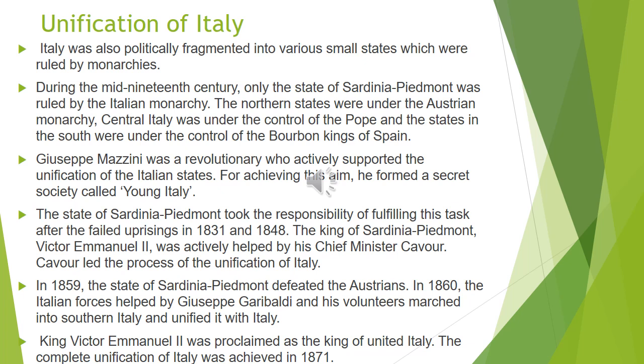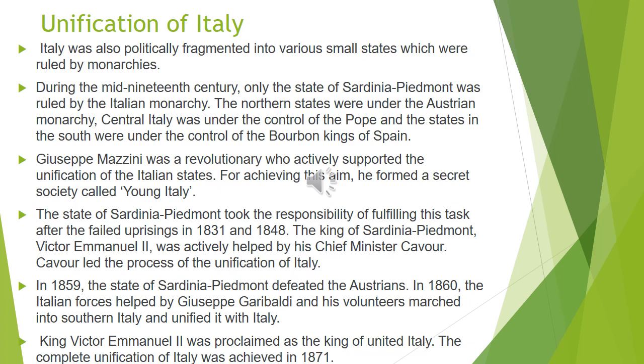Let us now see the process of unification of Italy. Italy, like Germany, was also politically fragmented into various small states which were ruled by monarchies. During the mid 19th century, only the state of Sardinia Piedmont was ruled by the Italian monarchy. The northern states were under the Austrian monarchy. Central Italy was under the control of the Pope, who was also the leader of the Christian world, the Catholic Church. And the states in the south were under the control of the Bourbon kings of Spain.